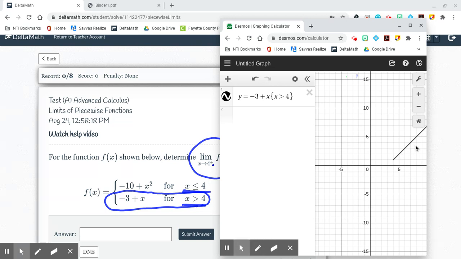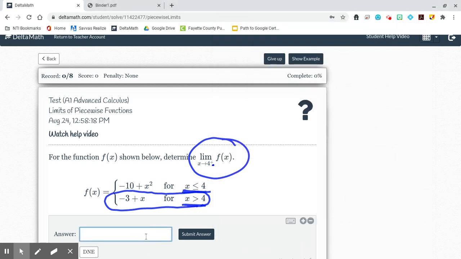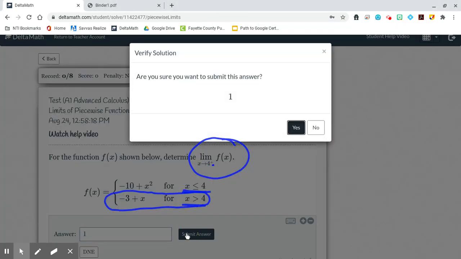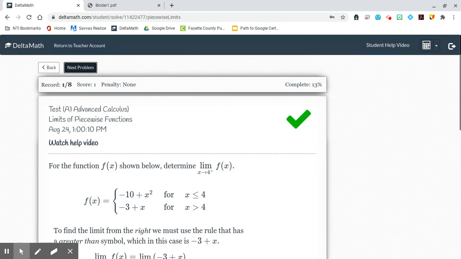So as the x values approach 4 from the right, the y values approach, like they approach 1, get really, really close to 1. So I would just go over here, I would type in 1, submit my answer, and it's correct.